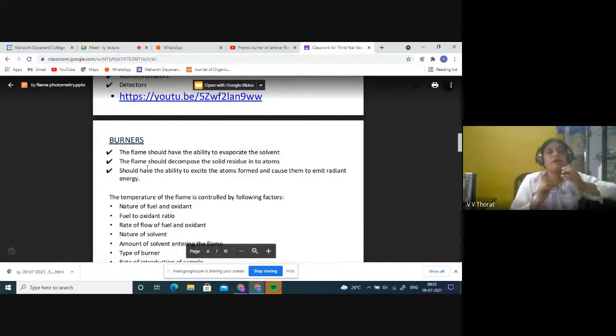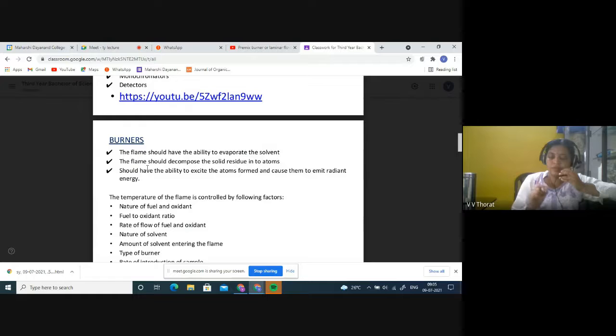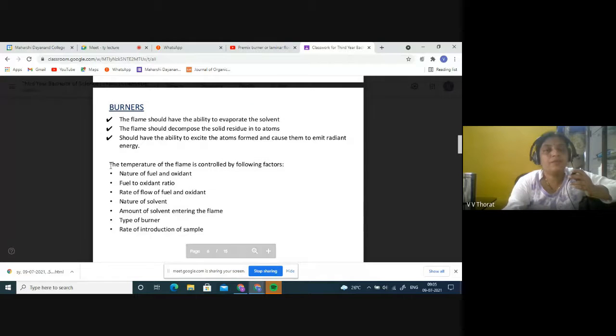Okay, so they may ask for 2 marks: what is the role of the burner in flame photometry? You only remember the flame test. What will the flame do? It will evaporate your solvent. It will form atoms and it will give thermal energy to the atoms so that they get excited and emit radiations. Next. Now the next very important point is how the temperature of the flame is controlled.